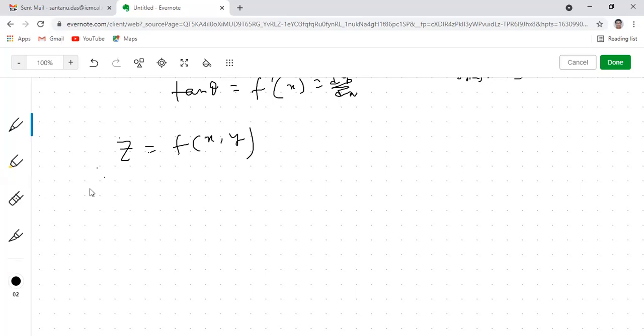So here, instead of the ordinary derivative dy/dx, we consider two partial derivatives. One is the rate of change of the dependent variable z with respect to the independent variable x, where y is kept constant, and the other is the rate of change of z with respect to y, where x is kept constant.